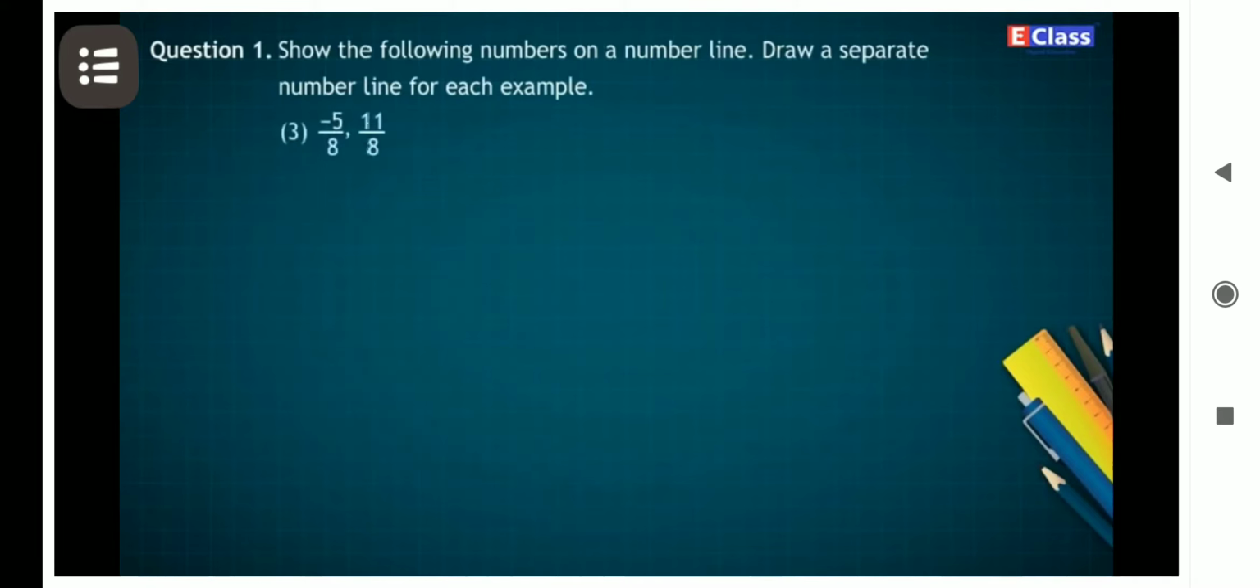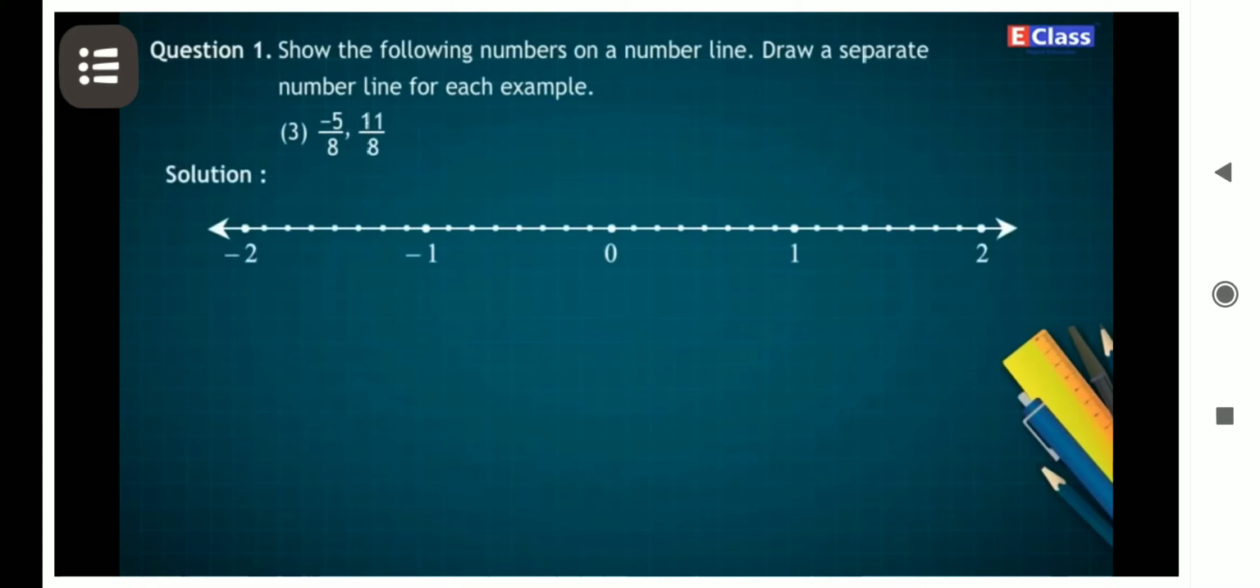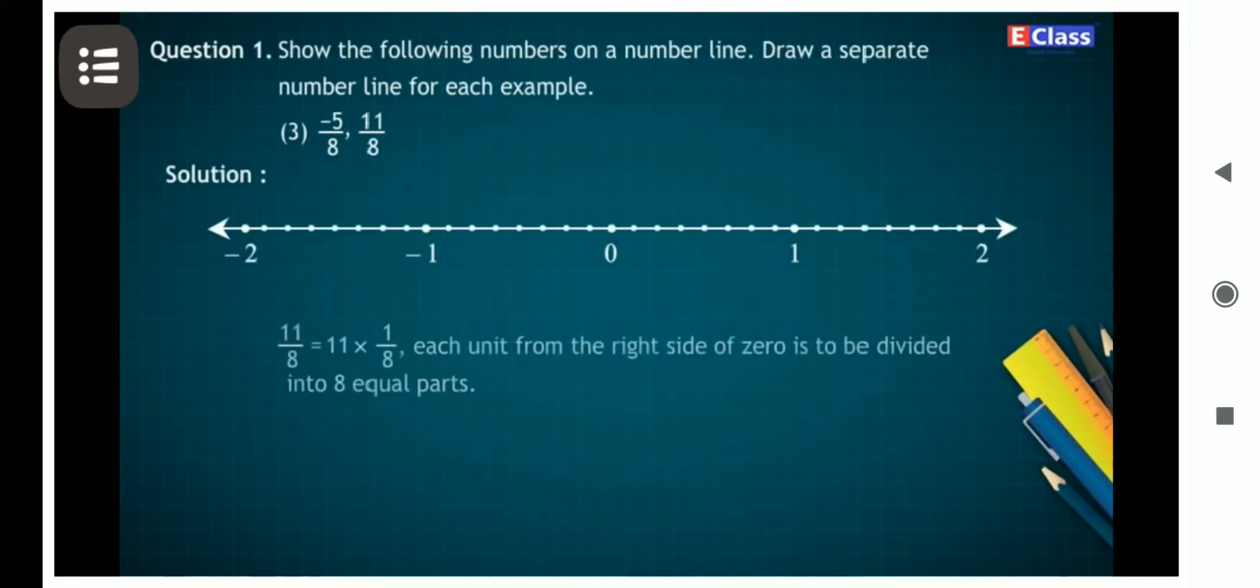3. Now let us see minus 5 by 8, 11 by 8 on a number line. Solution. Let us draw a number line. Show the number 0 on the number line. 11 by 8 is equal to 11 multiplied by 1 by 8. Each unit from the right side of 0 is to be divided into 8 equal parts. The 11th point from 0 shows 11 by 8.